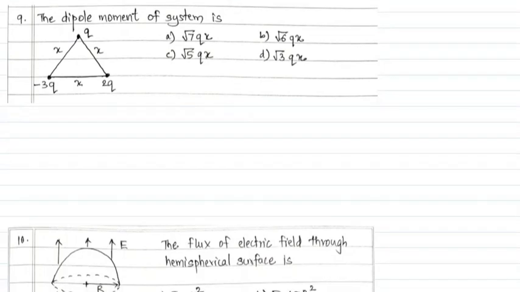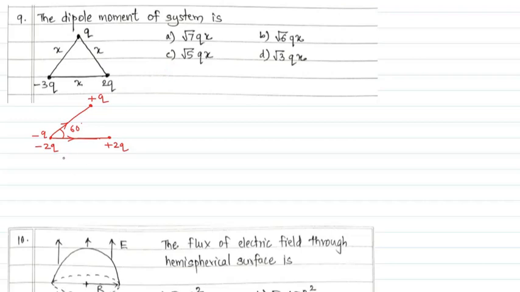Next, the dipole moment of the system is. Now if you observe, it is an equilateral triangle. Here one dipole will be there: minus 2q here, plus 2q here, so the direction is from negative to positive. Another dipole will be formed by the q charges: here minus q, here plus q, acting from negative to positive. As it is an equilateral triangle, the angle is 60.